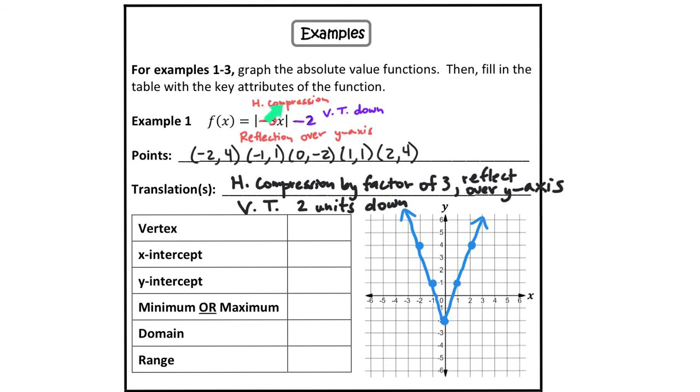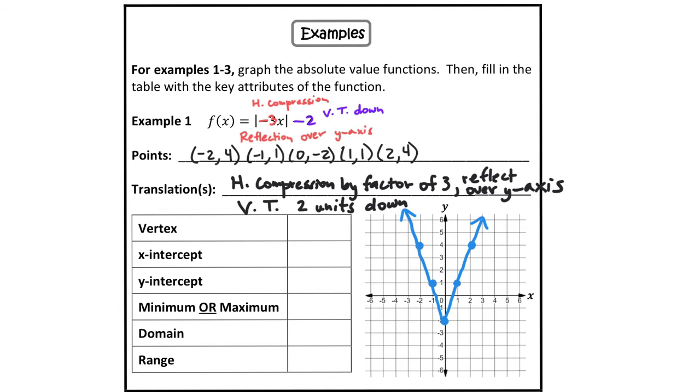There's a horizontal compression because there's a 3 being multiplied inside, so that's a horizontal compression by a factor of 3 because it's 3. If it would have been a negative 4, I would have said 4. If it's 5, I said 5. Then because of the negative, we say that negatives cause reflections, so they're reflecting over the y-axis because it's inside. And then there's a vertical translation 2 units down.